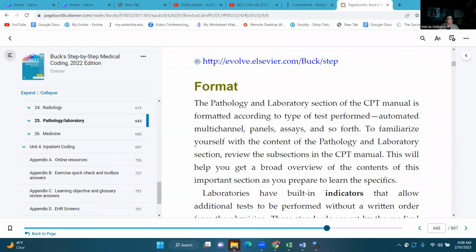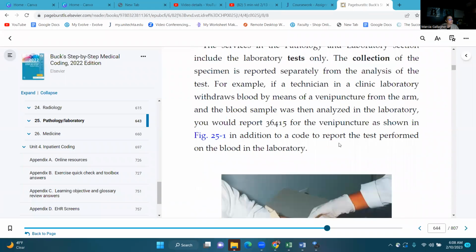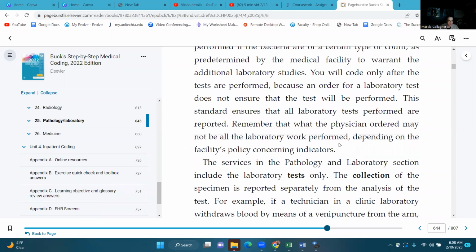Today, you're going to be doing a medical terminology review Quizlet. Please let me know if you have any issues with that. But beyond that, we're going to be discussing the format of Chapter 25 today, which is our pathology and laboratory section. So let me share my screen so that I'm not just reading off the screen and you guys don't have anything to look at. So we're just going to be going through this portion of your textbook. I'm going to save you a little bit of reading also.